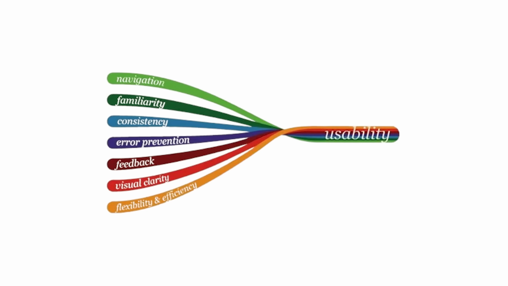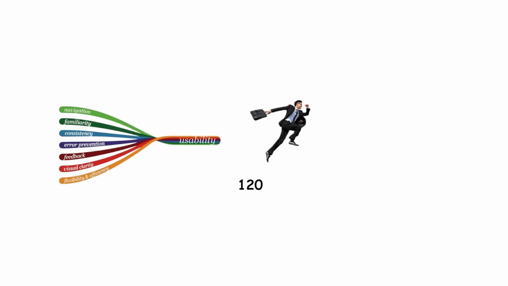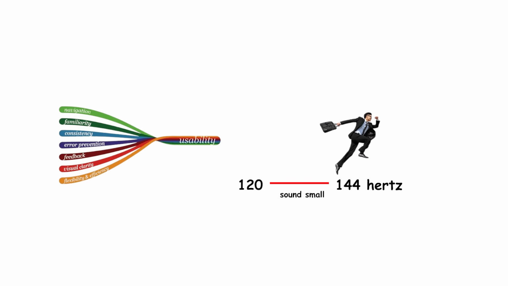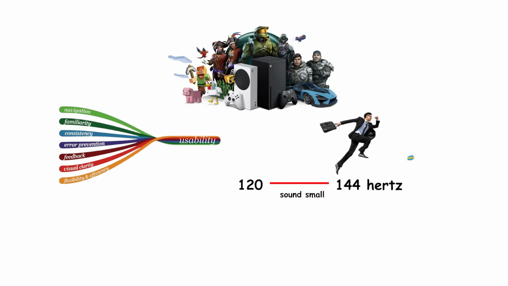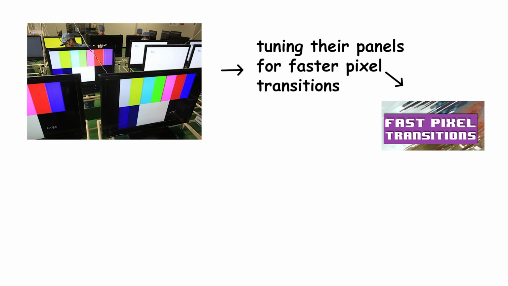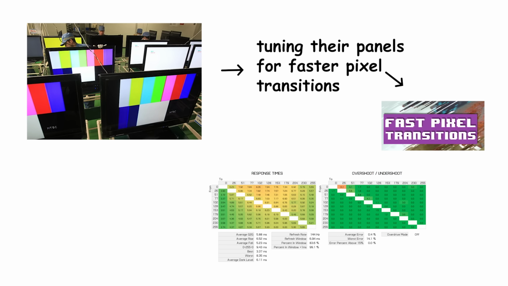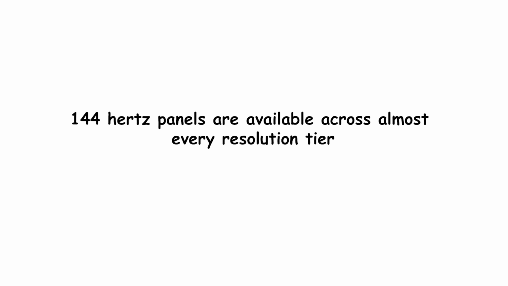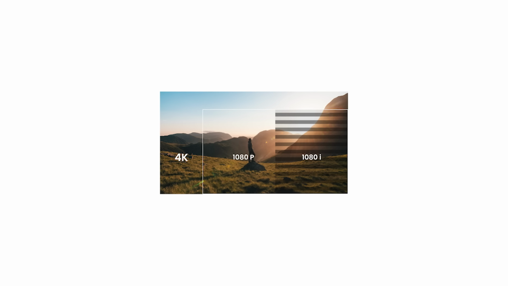From a usability standpoint, the jump from 120 to 144 Hz may sound small, but it is enough that seasoned gamers can feel it. Mouse movements become razor-precise, aiming feels more connected, and even desktop interactions gain a subtle liquid quality. It's also where manufacturers start tuning their panels for faster pixel transitions. The gray-to-gray response time must stay below roughly half of the frame window, around 3 milliseconds, to prevent ghosting or smear.